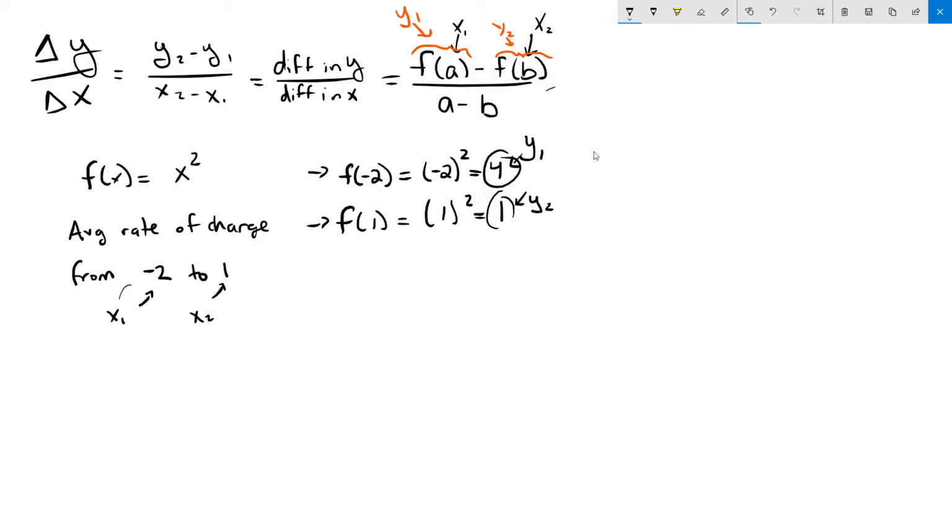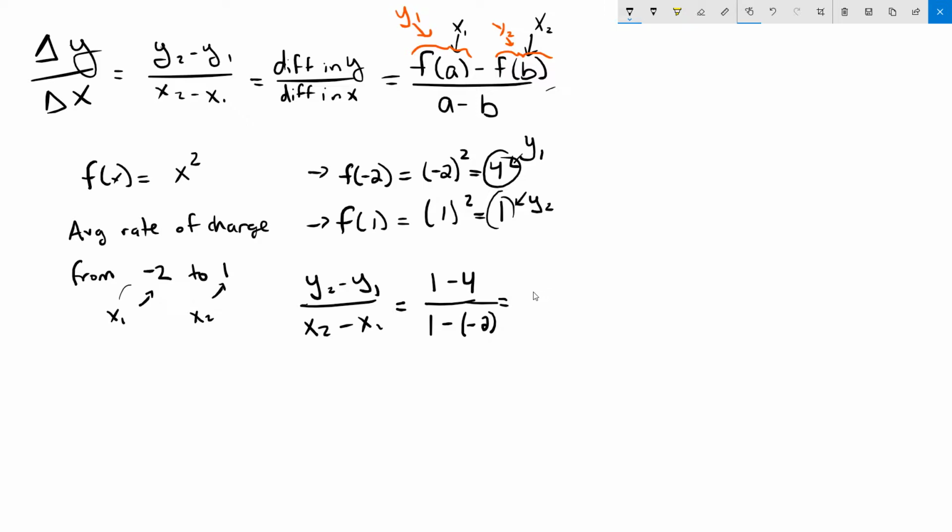So now we have our two y values and our two x values, and we can plug them into our difference equation. Keep it however you want, just make sure you keep it the same. We'll do y2 minus y1 for now. So y2 minus y1 all over x2 minus x1. That gives us 1 minus 4 on top, all over 1 minus negative 2. Okay?